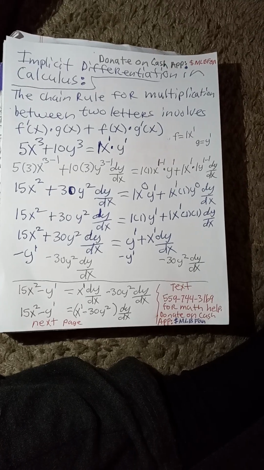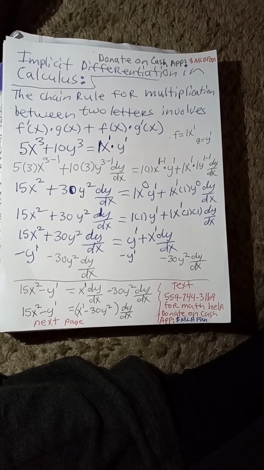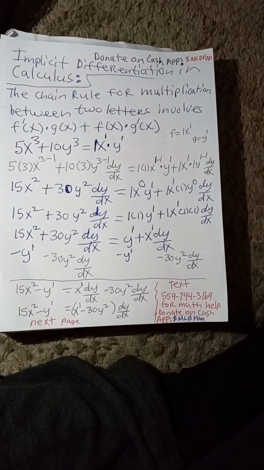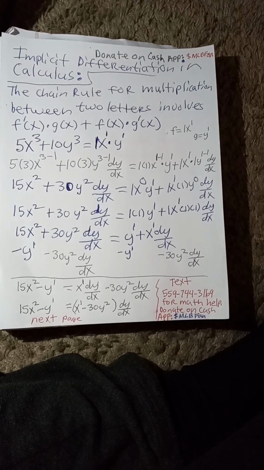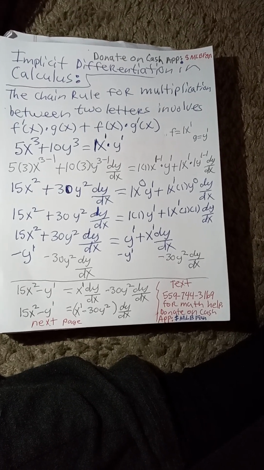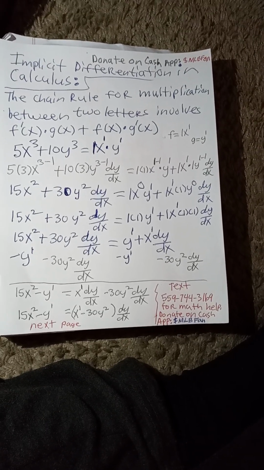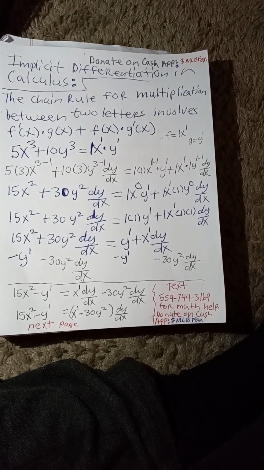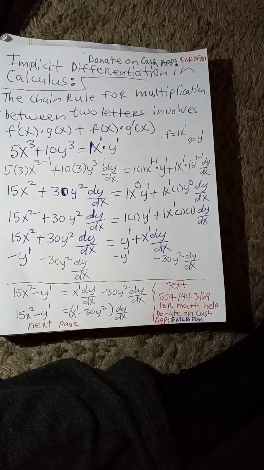And now we need to move 30y squared dy divided by dx to the right hand side, so we need to subtract 30y squared dy divided by dx from both sides of the equation. And then we will obtain 15x squared minus y to the first power is equal to x to the first power times dy divided by dx minus 30y squared dy divided by dx.